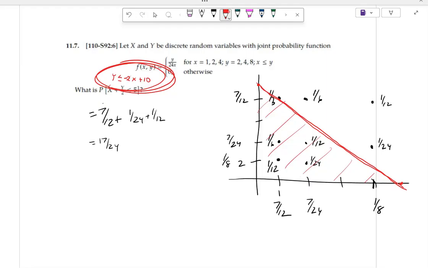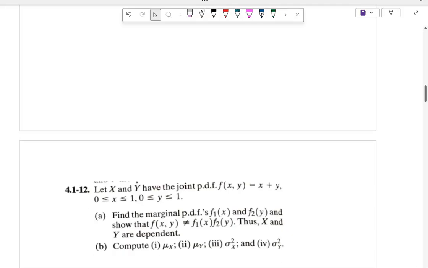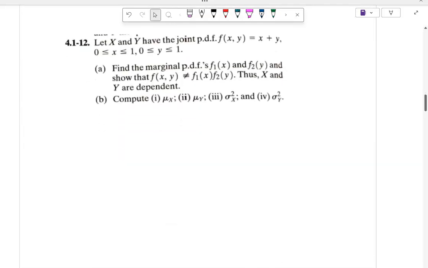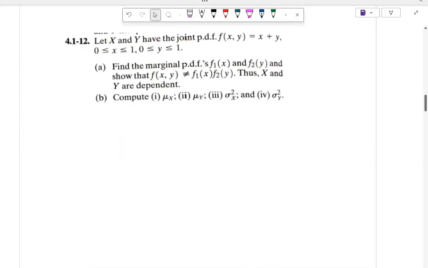Why do you think I'm doing this? How did we say we were going to do probabilities for continuous joint probability distributions? Double integrals. Remember doing your double integrals? You have to integrate over a region. That's why I'm just drawing the picture here. Okay, all right. Let's see if we can do one like that. Oh, here we go.